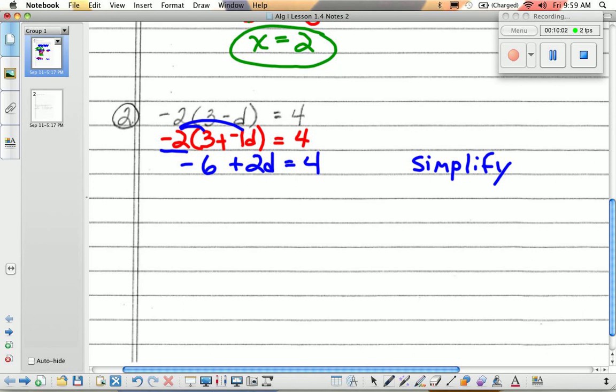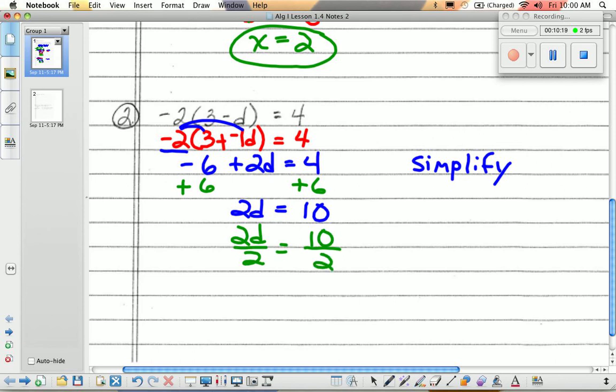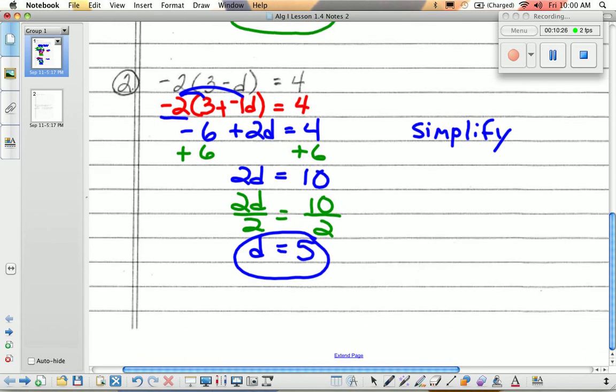Now it's an easy one to solve, right? Go ahead and solve it. You know how. Do you agree with me? Yeah, thumbs up, okay? Let's check it out.